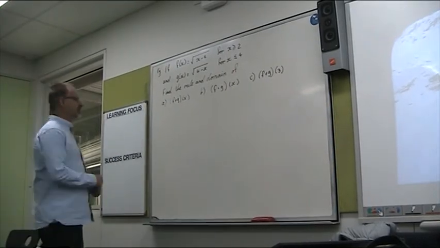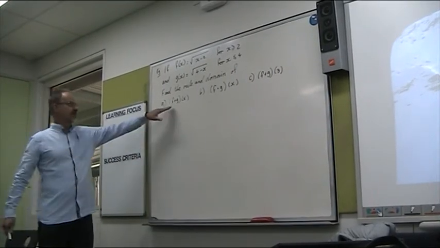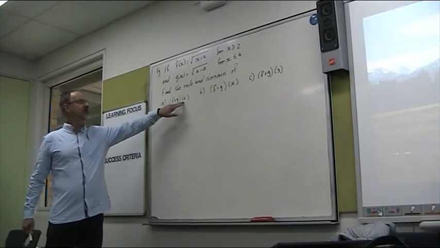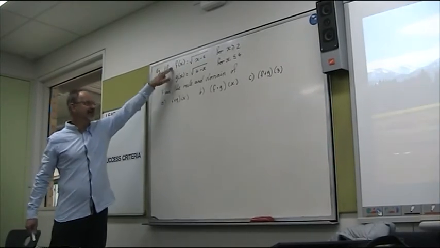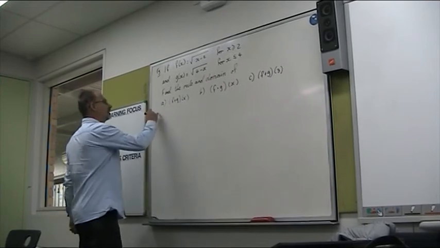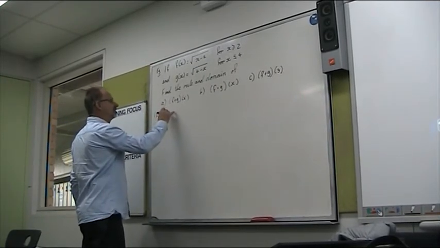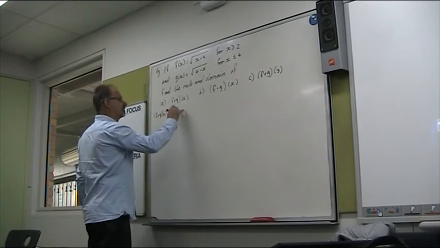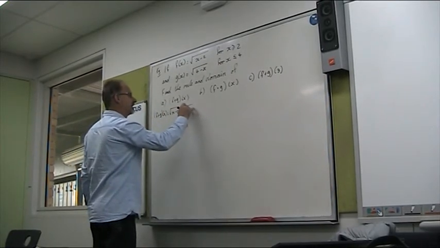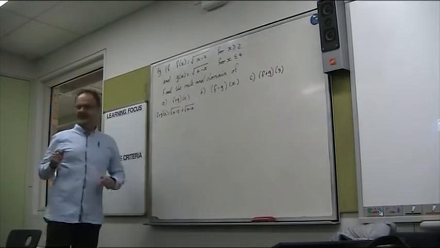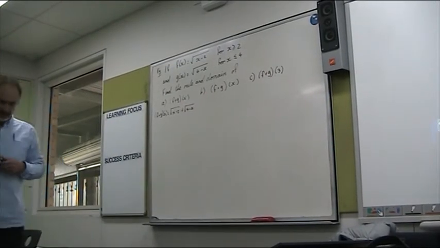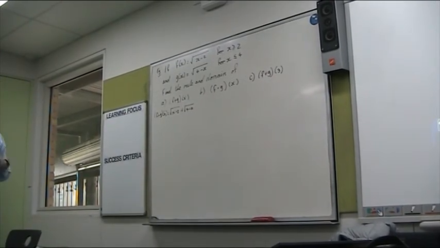Alright, so let's have a look at the solutions. f plus g of x simply means that you add these two together. So f plus g of x is simply the square root of x minus 2 plus the square root of 4 minus x. And there's really nothing more we can do with that.